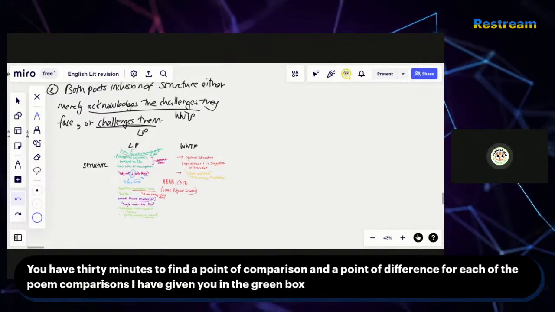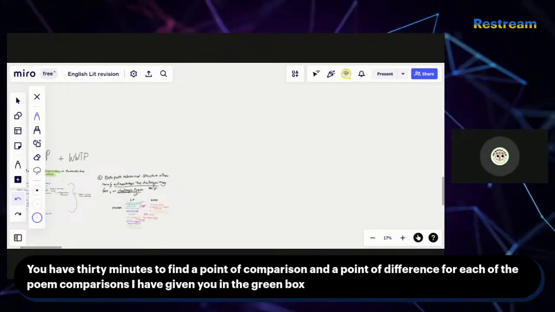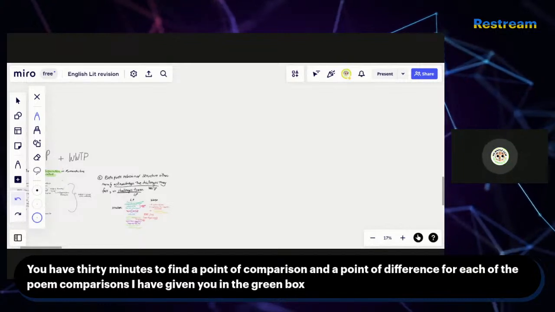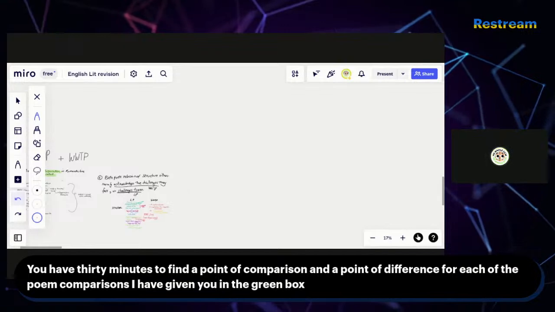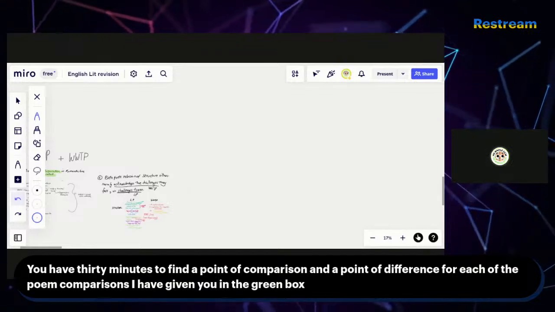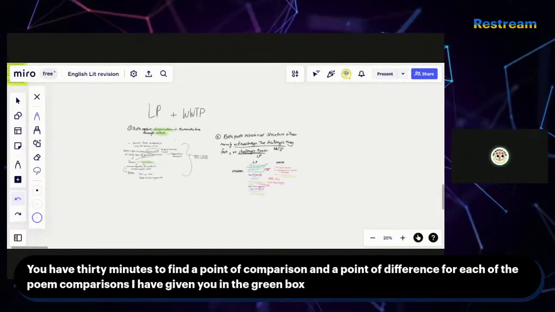Okay, so that's another poem compared: Love's Philosophy and When We Two Parted. So we've now done three poem comparisons. It's now time to move on to another one. So let's compare Sing Song and Sonnet 29.